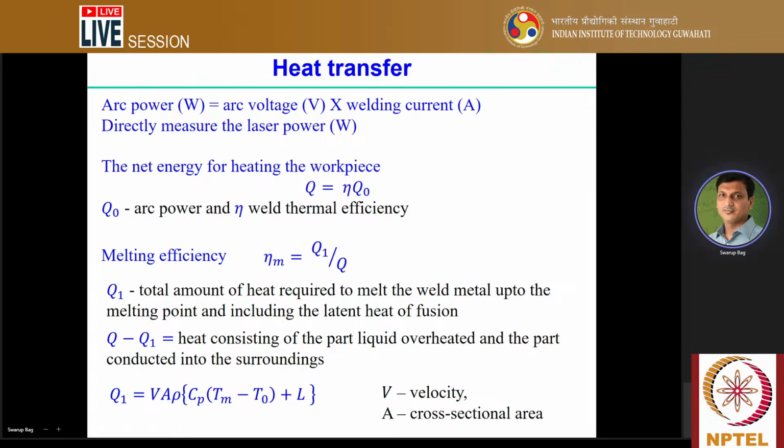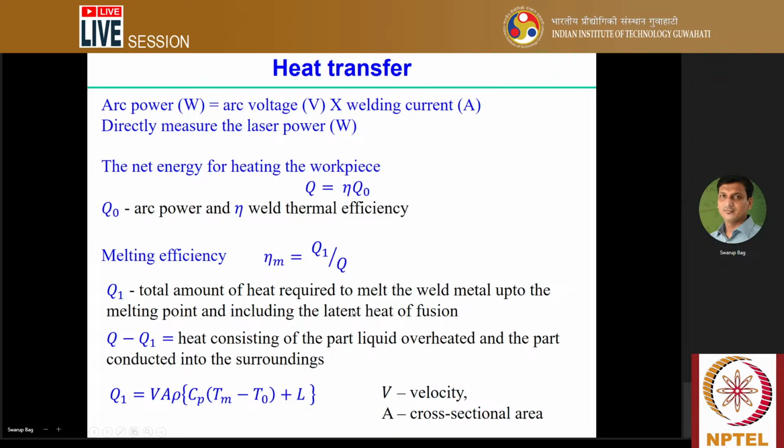And then on melting, there is a phase change from solid phase to liquid phase at the melting point temperature, which involves the latent heat. So the specific heat and latent heat both are required to melt the substrate material. That amount of heat is utilized for melting the workpiece substrate. That's why Q1 by Q indicates the melting efficiency. Q1 is the total amount of heat required to melt the metal up to the melting point, and that also includes the latent heat of fusion, or the phase change effect.